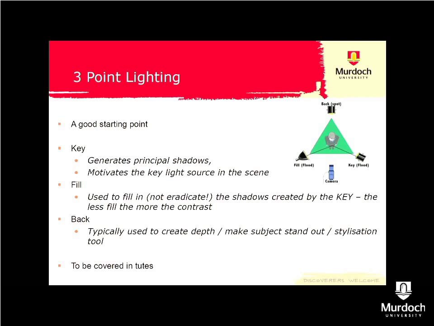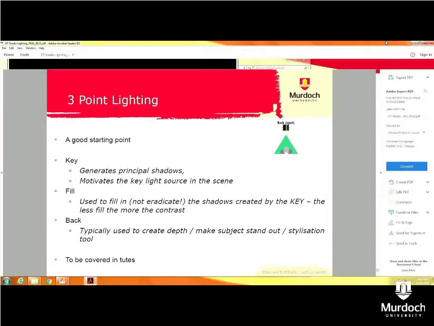Now, of course, you may not necessarily have a key light, fill light at all, particularly if you're going for a very hard light. You want to accentuate those shadows. But in this instance, we have a fill light, and then there's also the backlight, typically used to create depth and rim light and make the subject stand out, and it's also a stylisation tool, as we saw. Let's go to this one quickly, although we've got to finish.